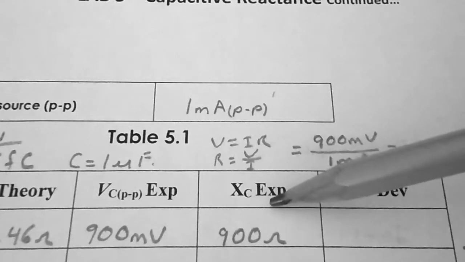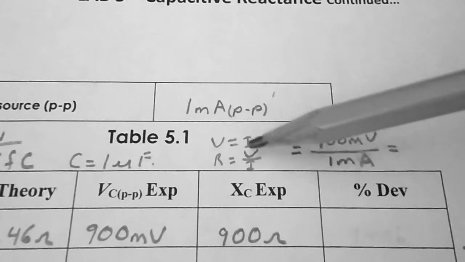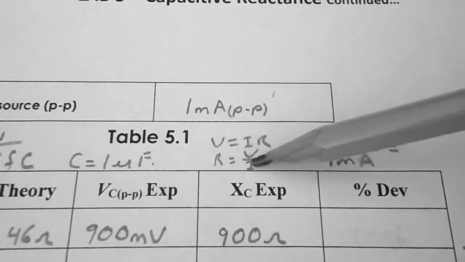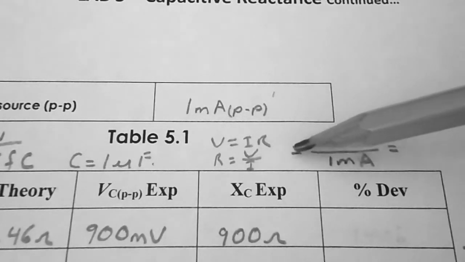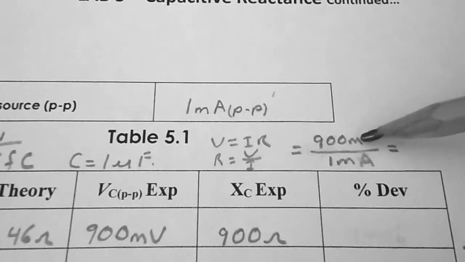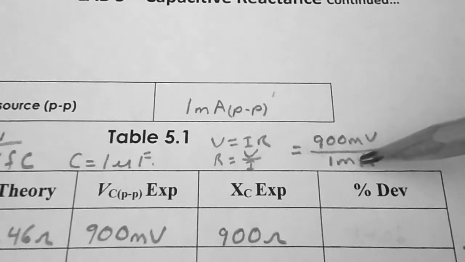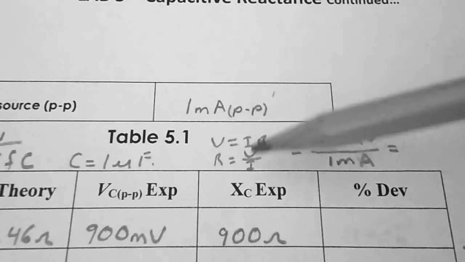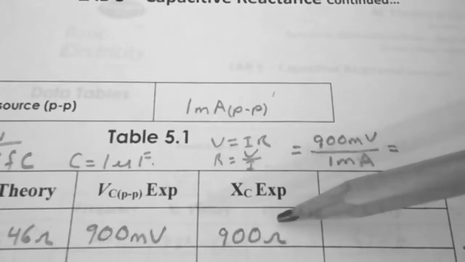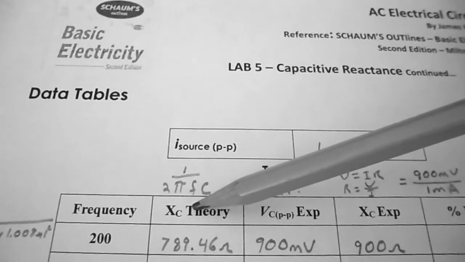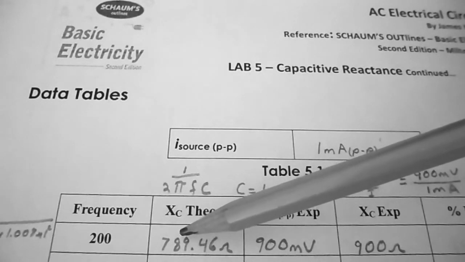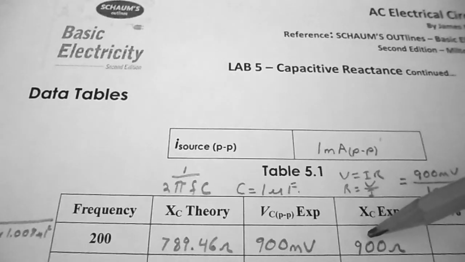And to calculate XC experimental, we have to remember that V equals IR, so R is equal to V divided by I. In our case, we take the 900 millivolts and divide it by the 1 milliamp from table 5.1, resulting in 900 ohms. So you can see XC, in theory, should have been somewhere around 790 ohms, and XC experimental turned out to be 900 ohms.